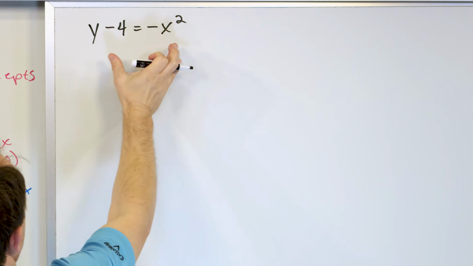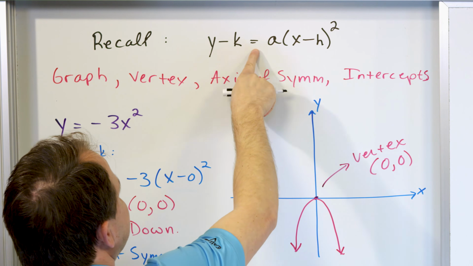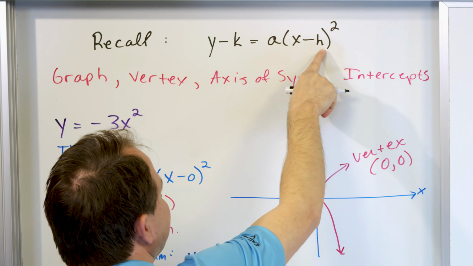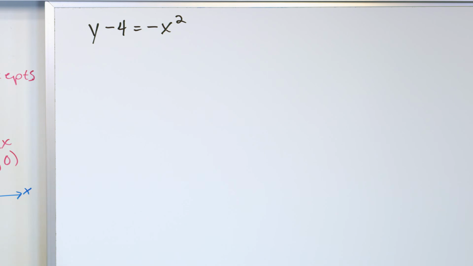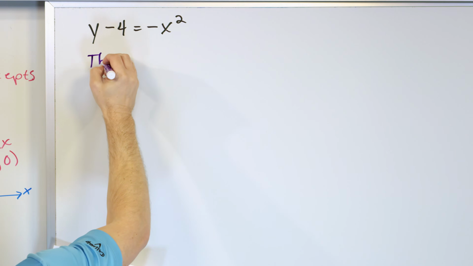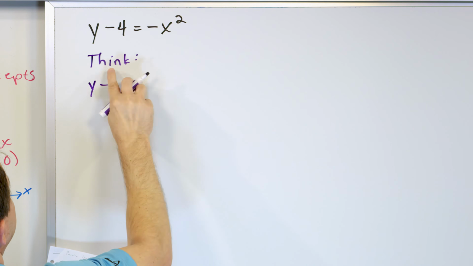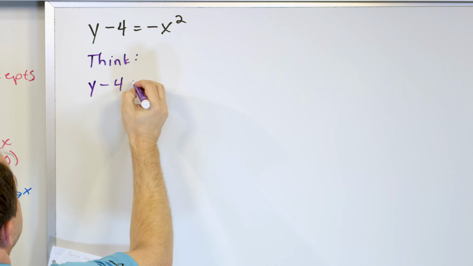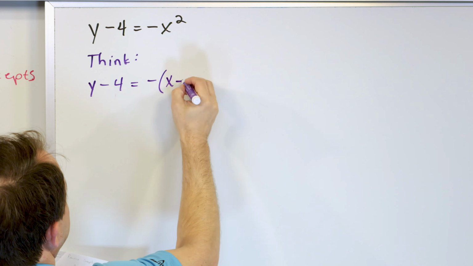Now, we want to compare it to this. So this is y minus some shift is equal to a x minus some shift squared. So this looks almost the same, but you want to think about this equation in a different way. You want to think about it as y minus 4 is equal to, the negative sign stays there from above, but this x, just replace it with x minus 0.